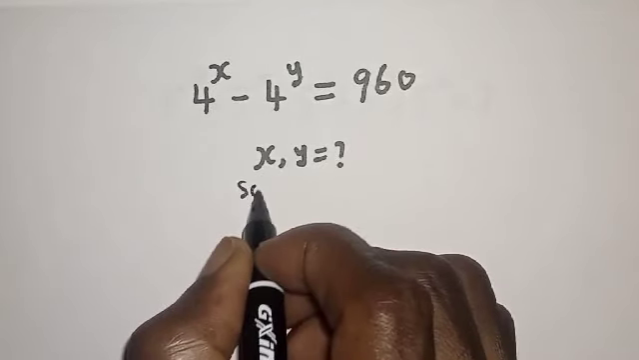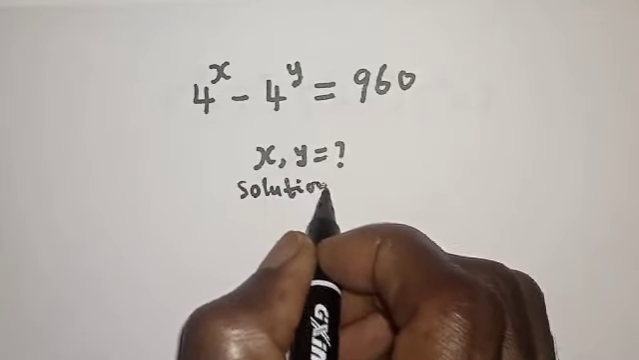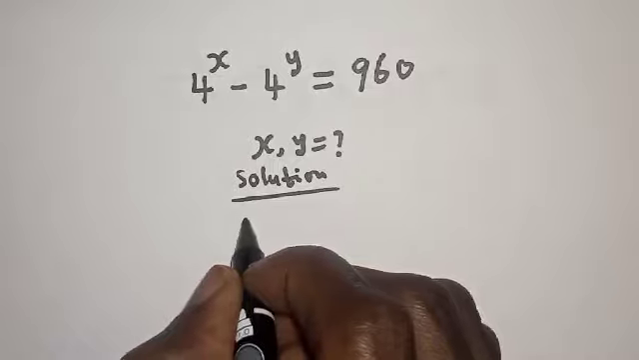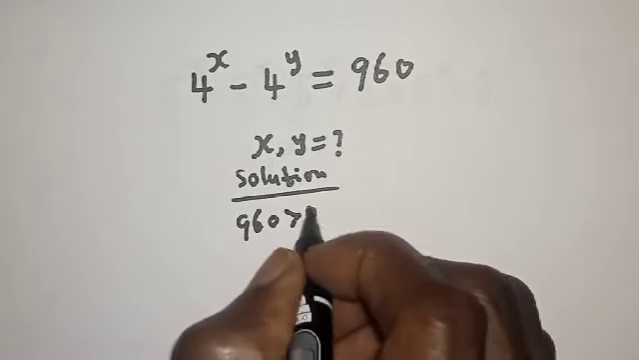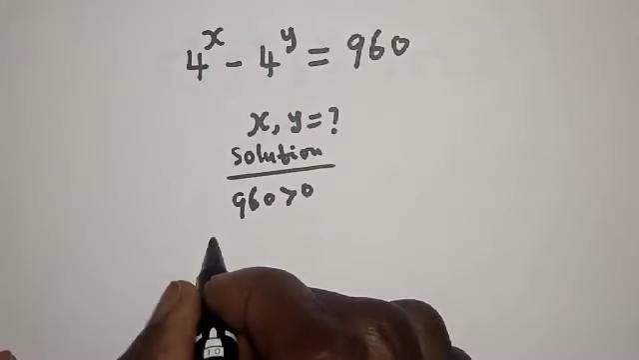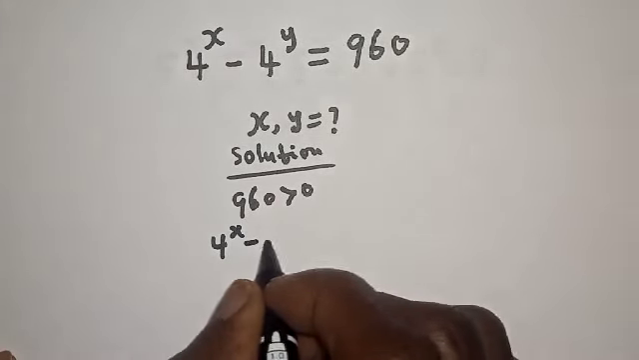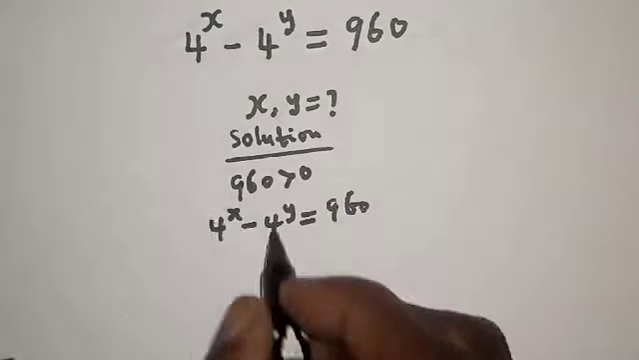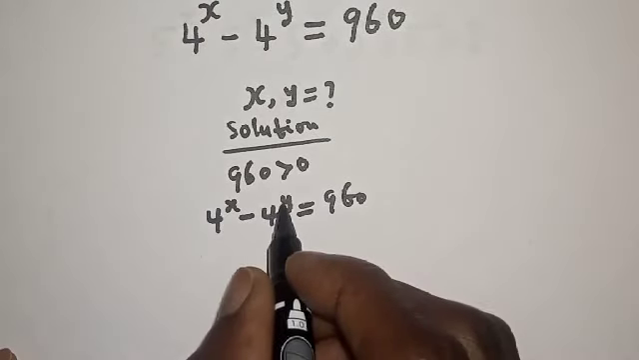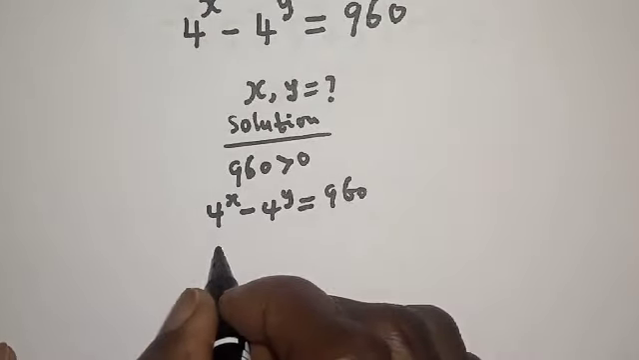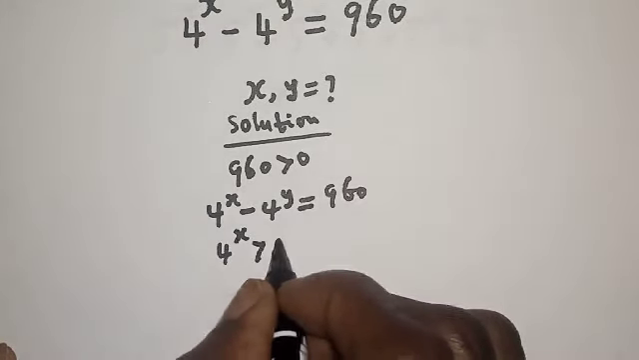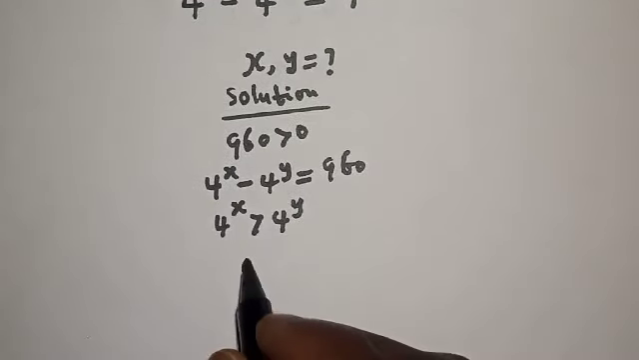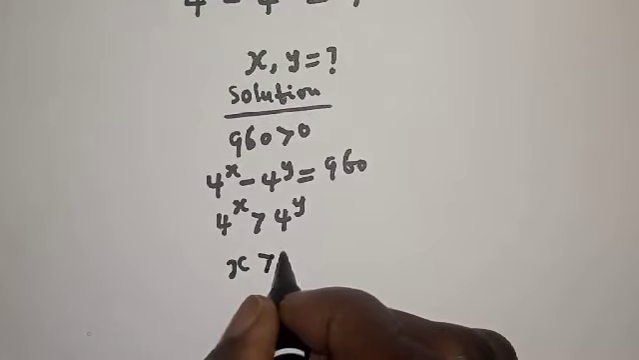Solution. From this given equation, 960 is greater than 0, then we have 4 raised to the power x minus 4 raised to the power y is equal to 960. Then we can see that here 4 raised to the power x is positive and 4 raised to the power y is negative. Therefore, 4 raised to the power x is greater than 4 raised to the power y. Since 4 raised to the power x is greater than 4 raised to the power y, then x is greater than y.